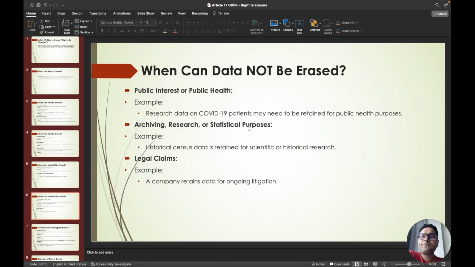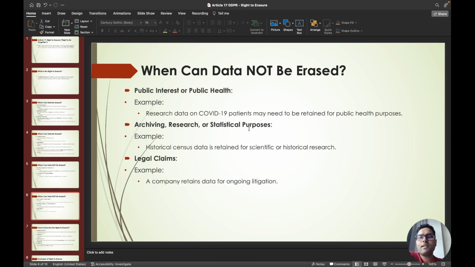Now next, when can data not be erased? The thing is public interest or public health. That means when a research organization is conducting research for an invention or something related to the public interest. During COVID-19, a lot of organizations collected samples from patients and collected patient records to make some medicine, to make some preventive treatment. In such a situation, they need the patient data. It is for the public. In such a situation, the data cannot be erased.